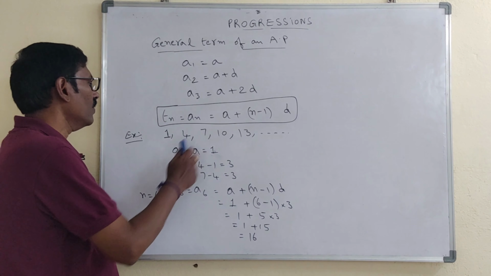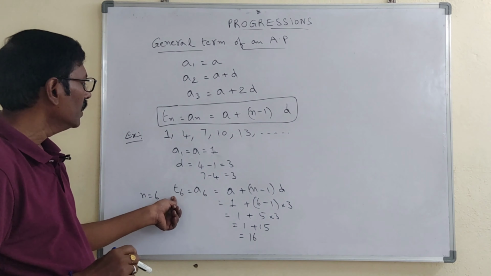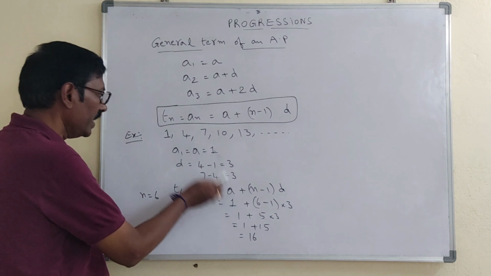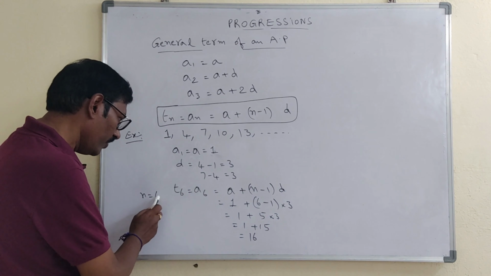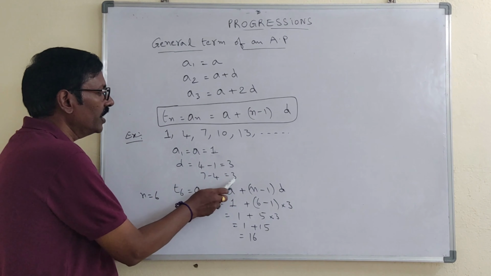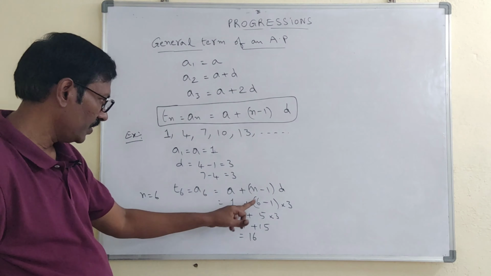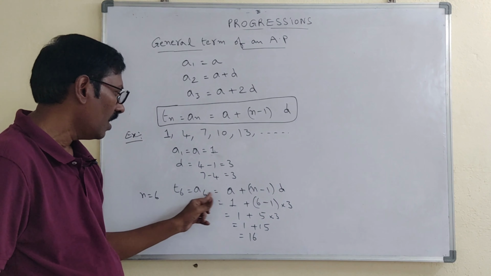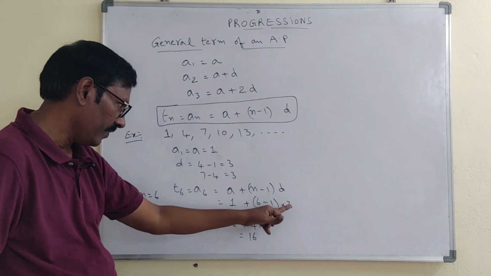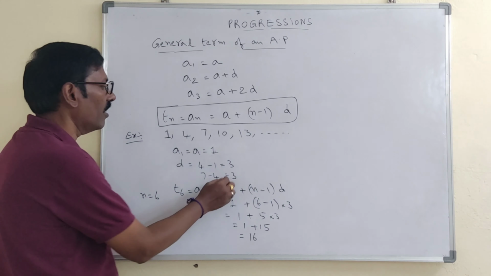Now if you want to find the sixth term in this arithmetic progression, the formula we already know, A plus n minus 1 into D. In this, A is 1, n is 6 since we have to find the sixth term, and D, the common difference, is 3. So if you substitute A is 1, n is 6 and D is 3 in this formula of the nth term, we get 1 plus 6 minus 1, which is 5, 5 times 3, that is 1 plus 15, 16.